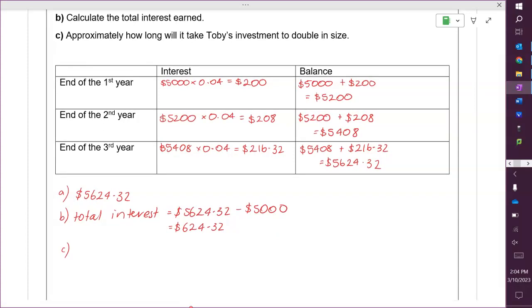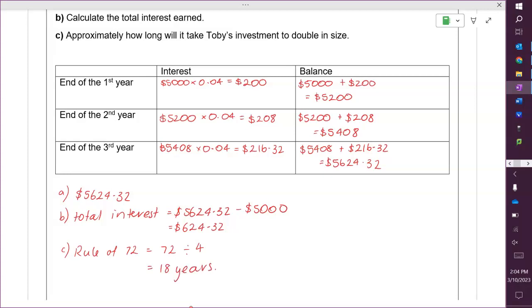Now the last one, it says, approximately how long will it take Toby's investment to double in size? So thinking about what we highlighted above earlier, what we spoke about, is that rule of 72. So our rule of 72 is saying that the number of years it takes an investment to double is approximately 72 divided by the percentage rate of compound interest per annum. So we'd have 72. We divide it by the percentage rate, which was 4%. That's going to give us 18 years.